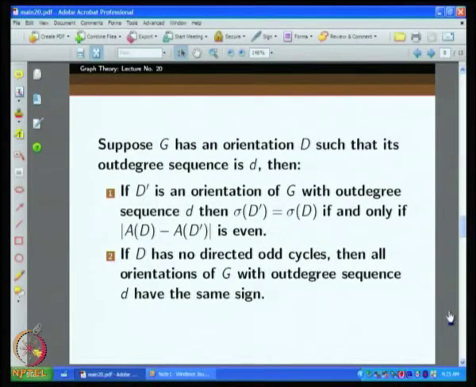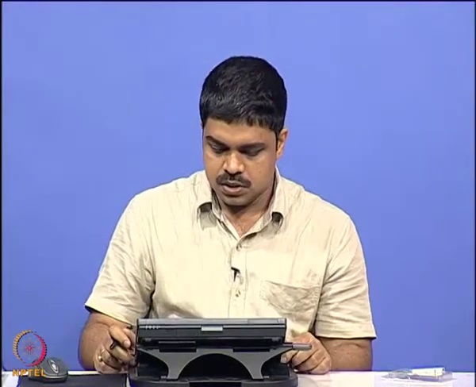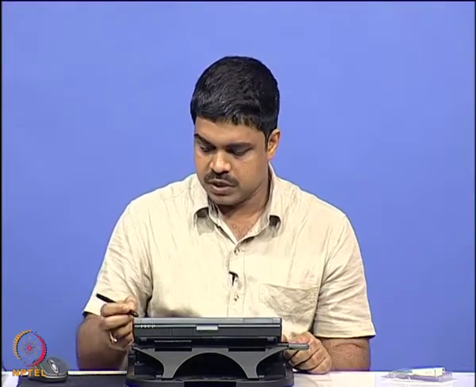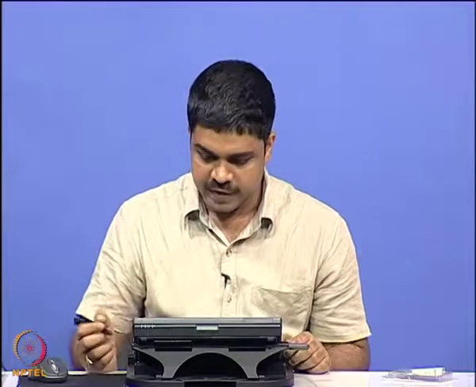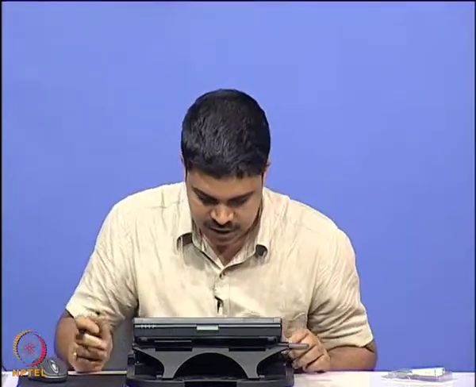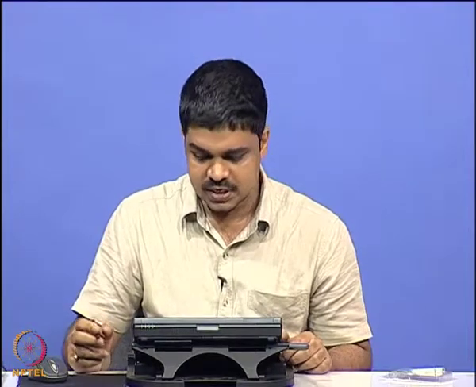Now, if D has no directed odd cycles, then all orientations of G with the out degree sequence D have to be the same sign. Why is it so? Because you consider any other orientation with that degree sequence and remove the intersection part, and when you look at each vertex, incoming degree and outgoing degree have to be equal. I think this part requires some subtleties, so we will explain this in the next class.